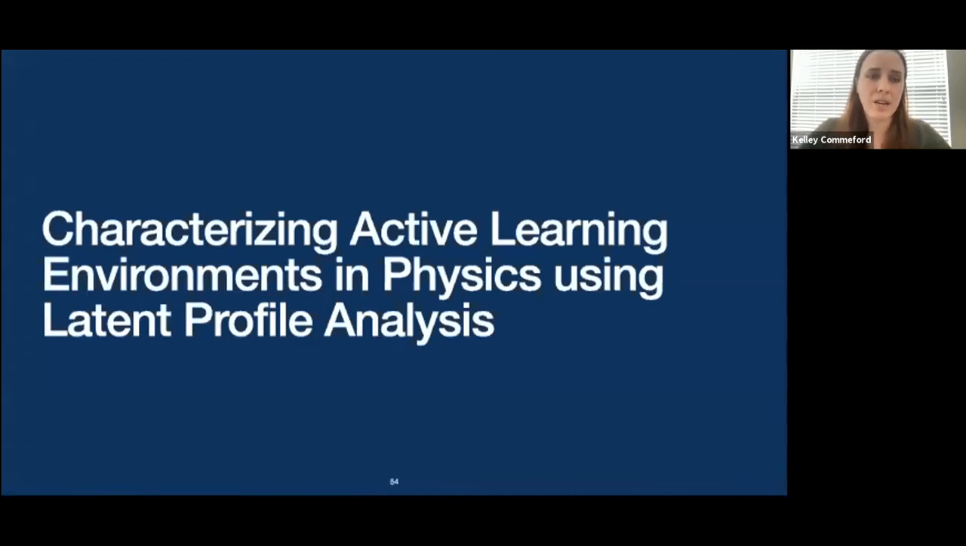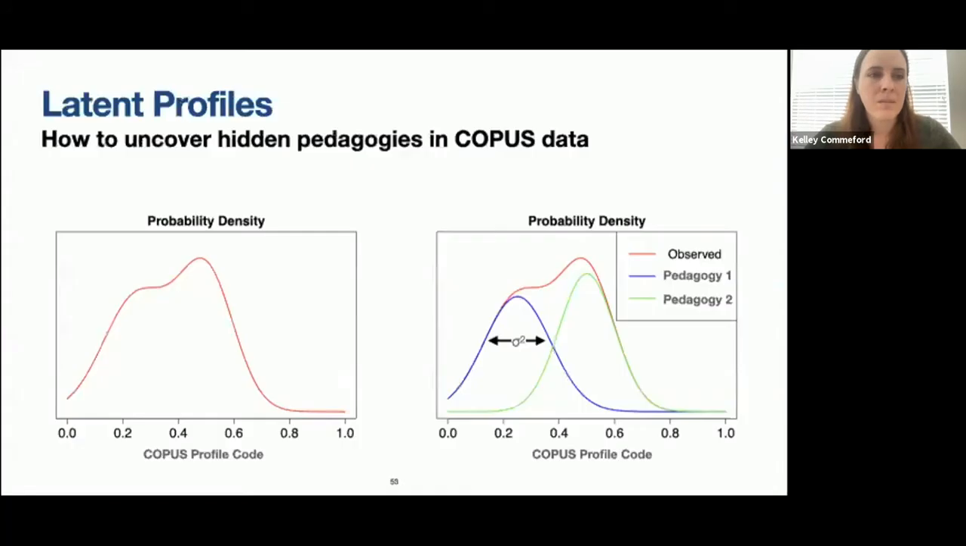So this is where our latent profile analysis comes in. We took those COPUS profiles and ran latent profile analysis on them to see, well, what if there is some differentiation and we just can't see it? As a quick reminder, latent profile analysis lets us tease out hidden groups from a data set. So here we want to use it to pick out the pedagogy from a COPUS code.